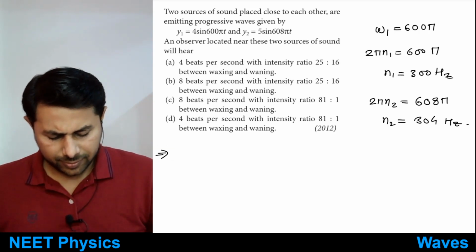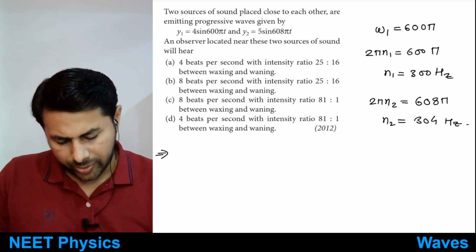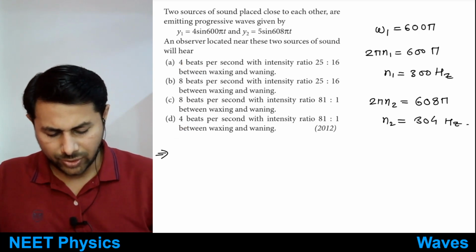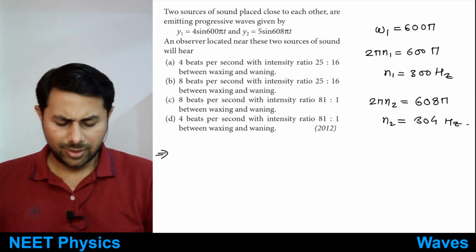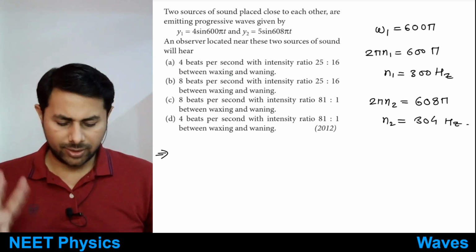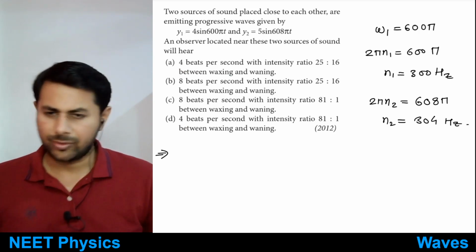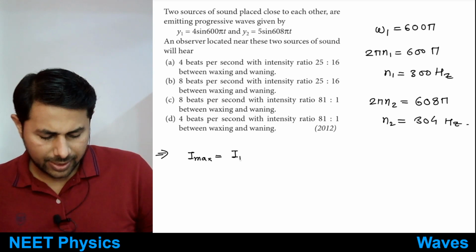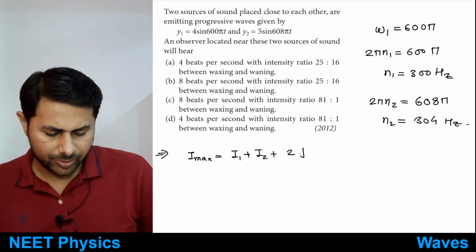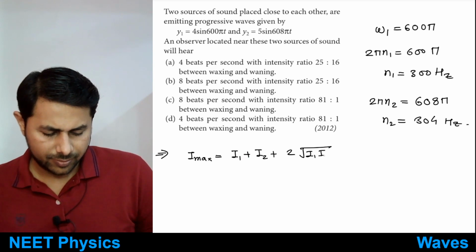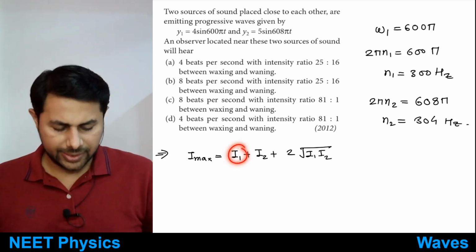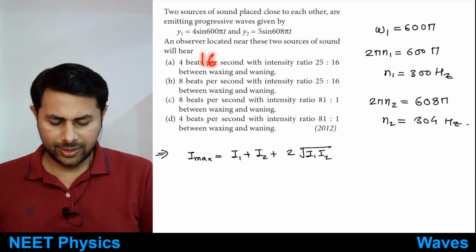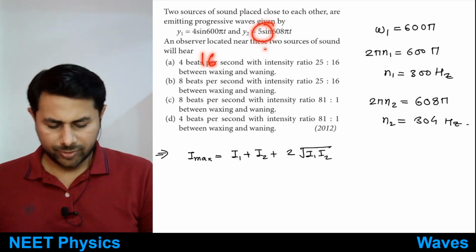Now 4 beats are formed, so it is option A or option D. And what would be the ratio? Ratio of intensities. There are two different amplitudes of two waves. Maximum intensity is I1 plus I2 plus 2 times the square root of I1 I2. And you know intensity is directly proportional to amplitude squared. So amplitude of the first one is 4, square of that is 16. Amplitude of the second one is 5, square of that is 25.